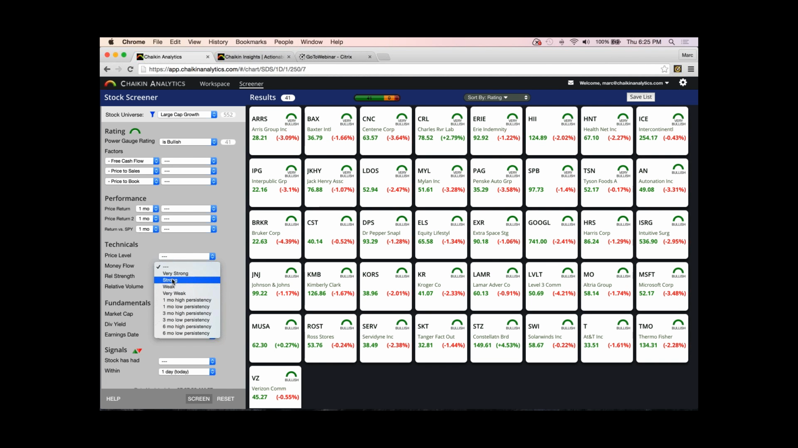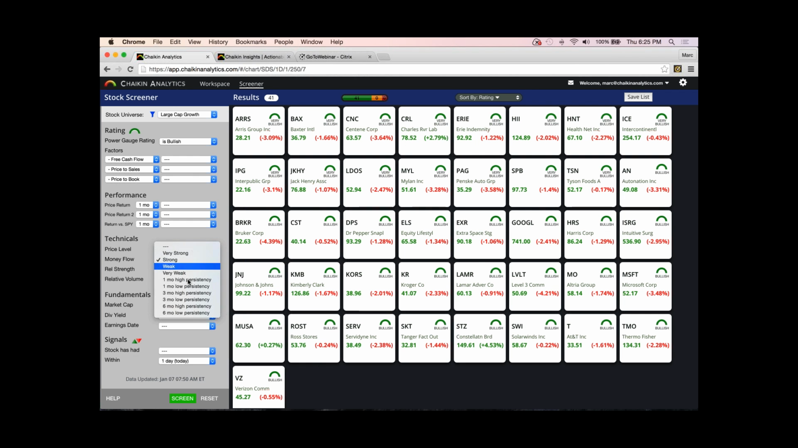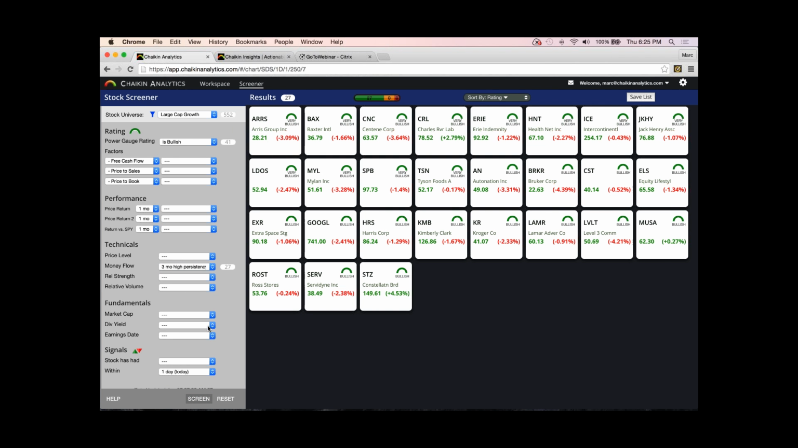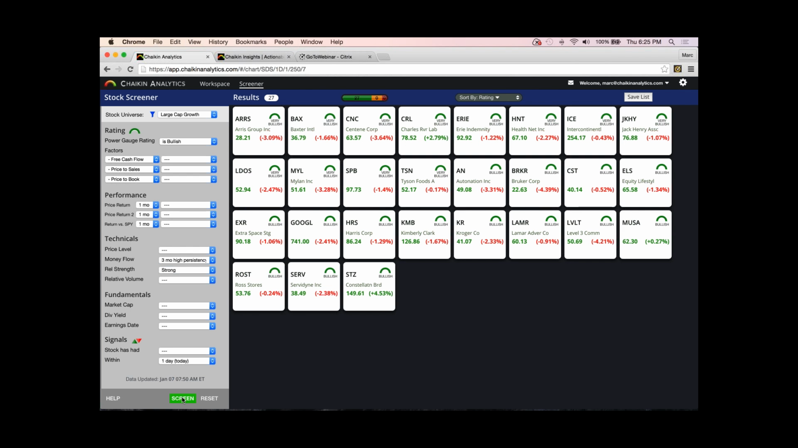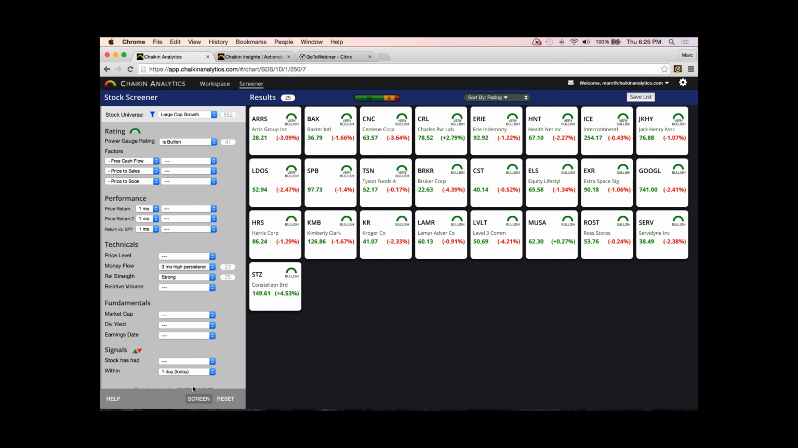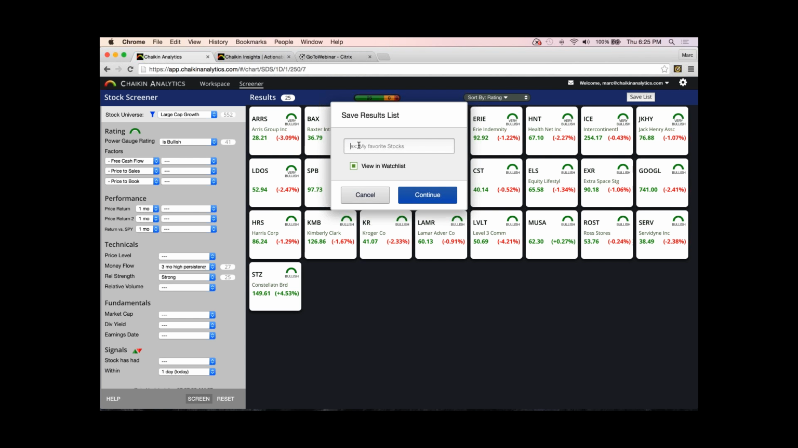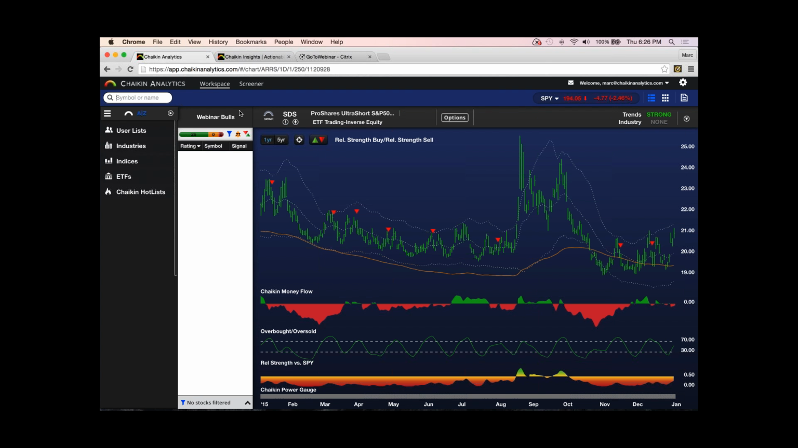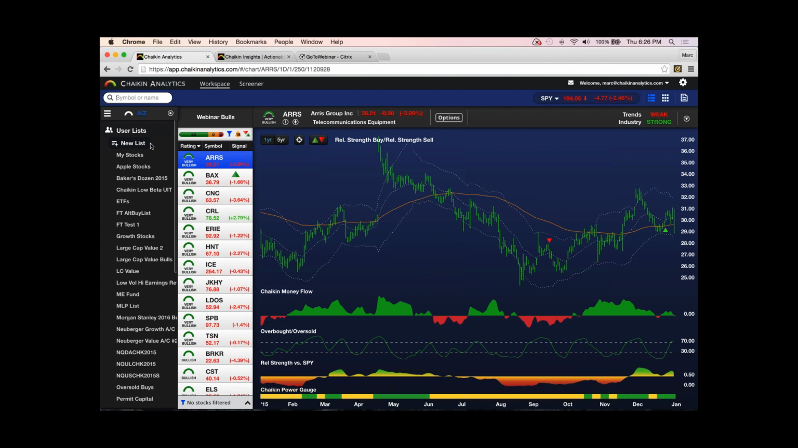But let's filter this a little further and say we want money flow to be strong, but we want it to have been persistently strong over 3 months. Remember that accumulation pattern we talked about. And now 41 stocks get filtered down to 27, and we'd like the stock to be stronger than the market. This is our discipline, and now we're looking at only 25 names, and what you can do is save that as a list. Call it Webinar Bulls. View it in the watch list. It brings you back to the workspace, and now that list is in your user lists.